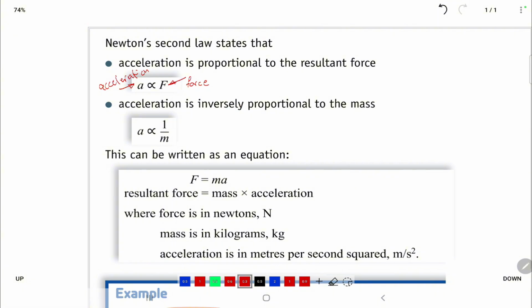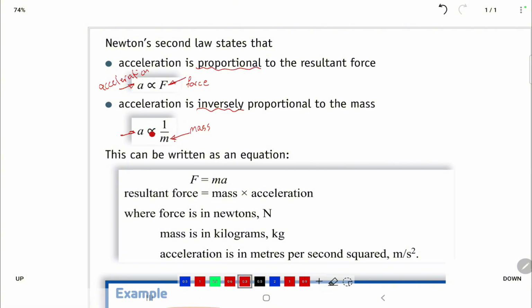Acceleration is inversely proportional to the mass. So you see, this is the acceleration and this is the mass. So acceleration is inversely proportional to the mass, and it is proportional directly to the force. That means proportional. If it is not inverse, then it is direct. Directly means if the acceleration increases, force also increases, and vice versa.